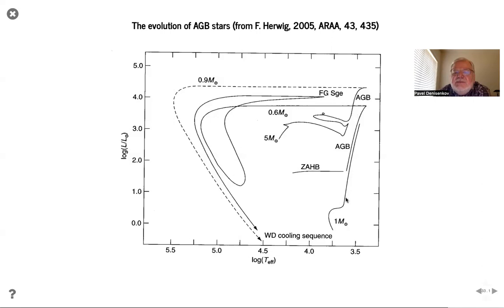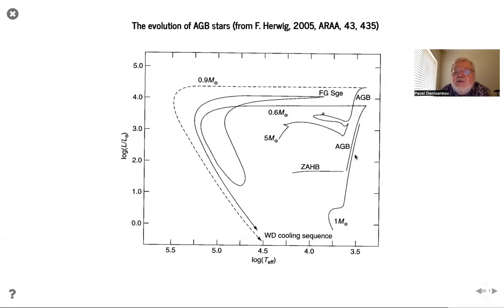Then the star burns hydrogen in a hydrogen burning shell atop an inert helium core. As a result, it climbs the red giant branch. At the tip of the red giant branch, the temperature in the helium core reaches high enough values, about 100 million Kelvin, so that helium is ignited.